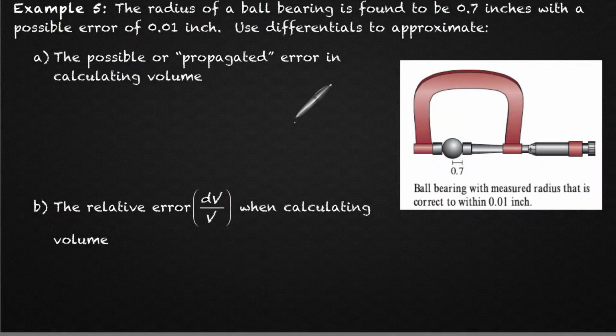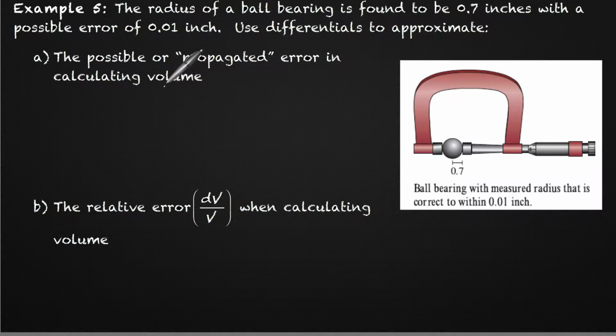Okay, let's finish this lesson off with an actual problem. The radius of a ball bearing is found to be 0.7 inches with a possible error of 0.01 inch either way. So in other words, they're measuring this radius and they're saying, to the best of our ability, we think it's 0.7, but we know that we could be off by at most 0.01 inches in one direction or the other. So the idea is, what does that slight change in radius measurement do to affect the volume?